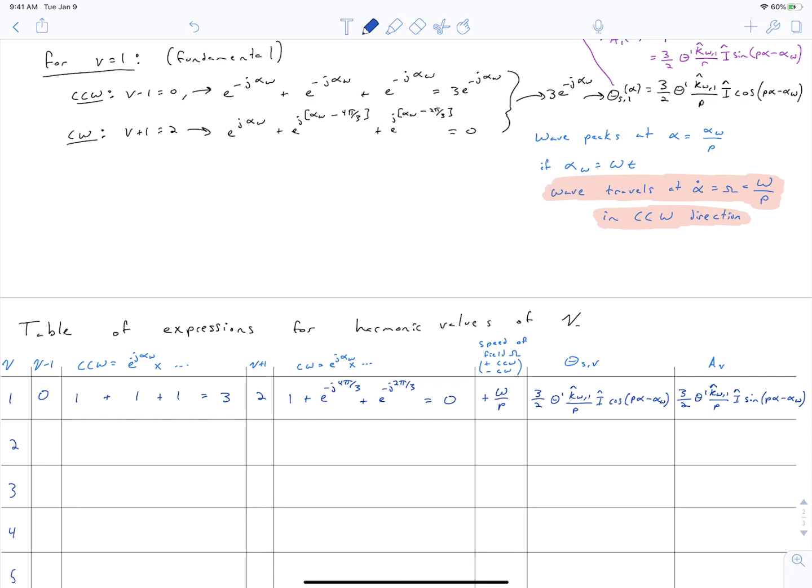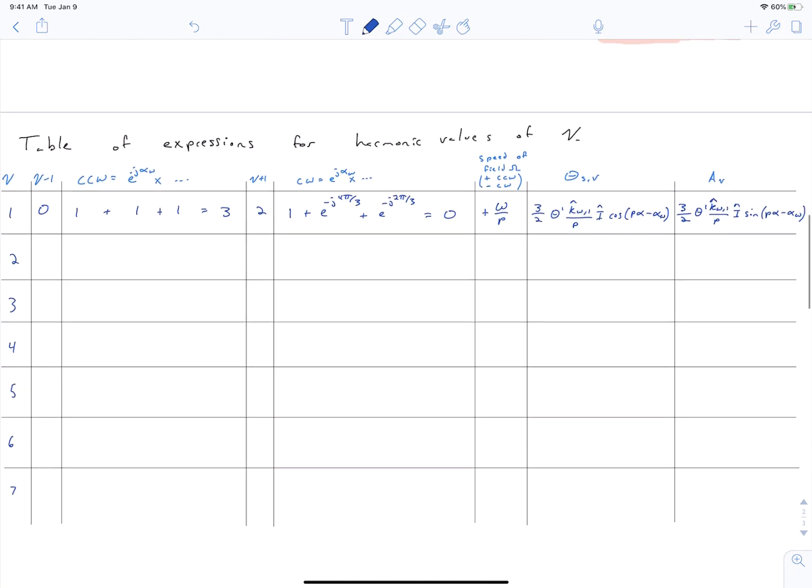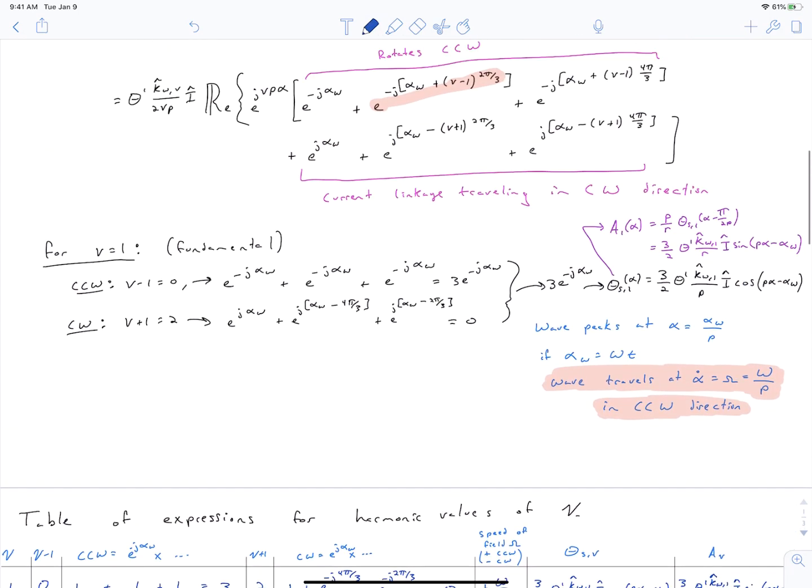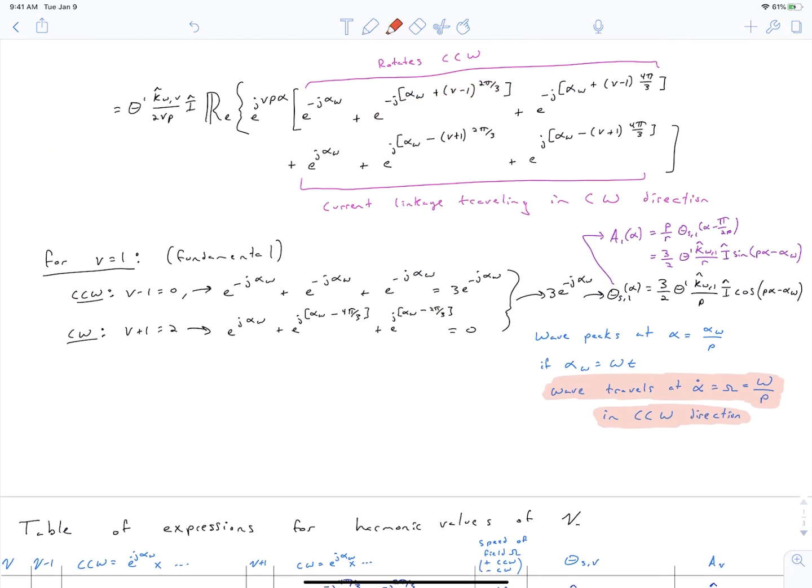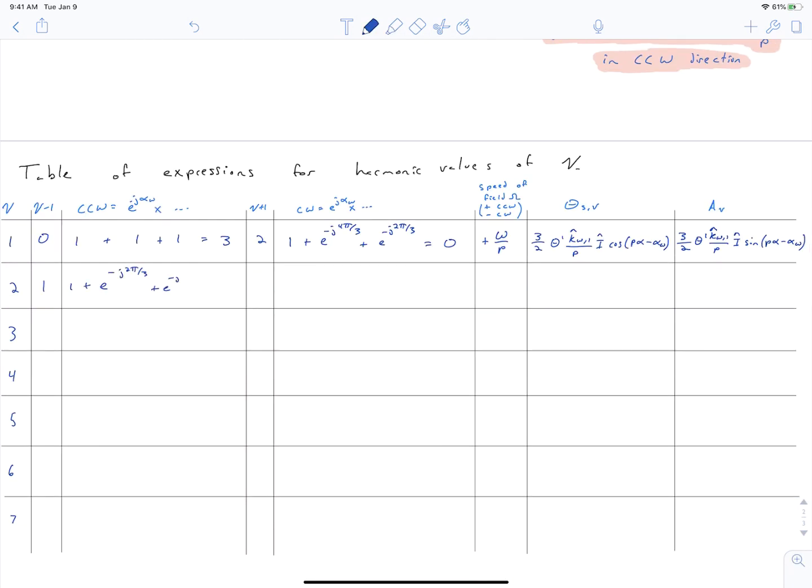And next we'll do this for v equals 2. So in this case, v minus 1 is 1. And we can write out our phasors, which we're going to be plugging in here. So we're going to have a 1 plus e to the negative 2 pi by 3 plus e to the negative 4 pi by 3. And we can do the same thing for our clockwise direction.